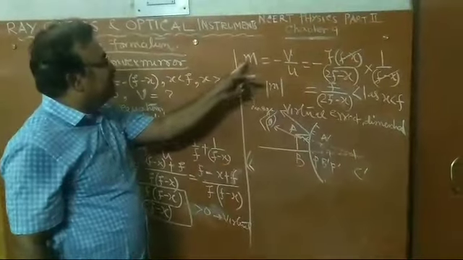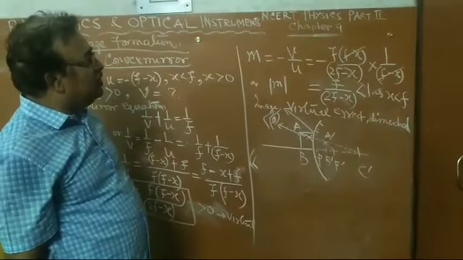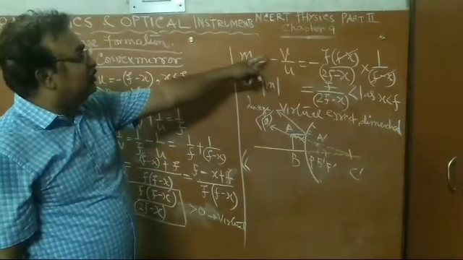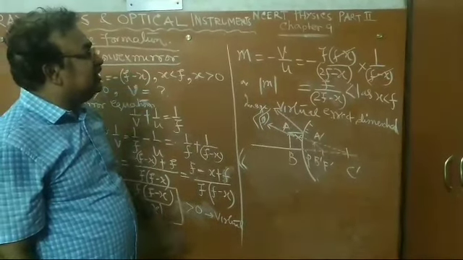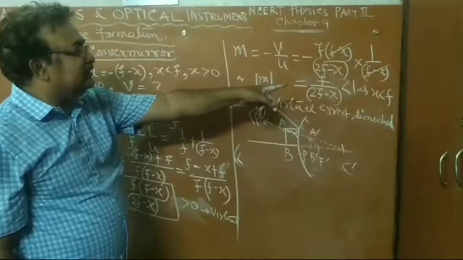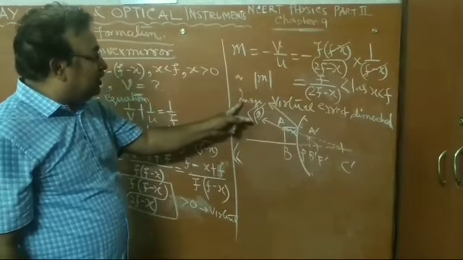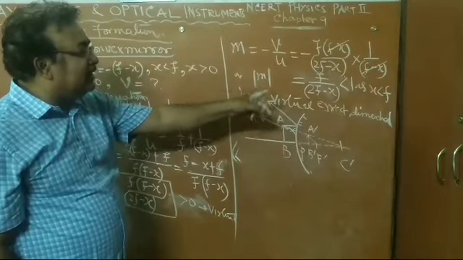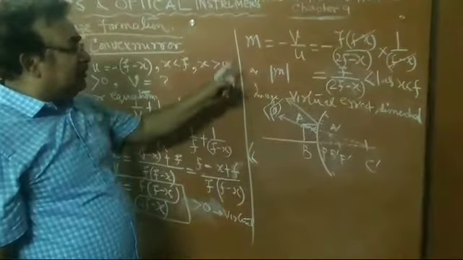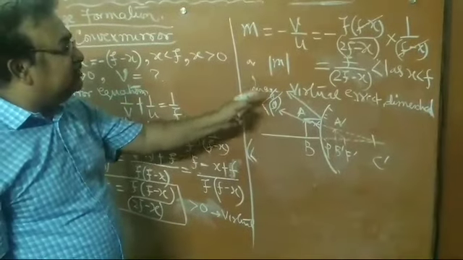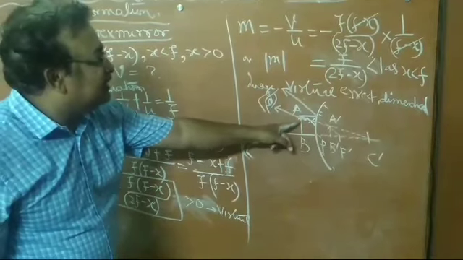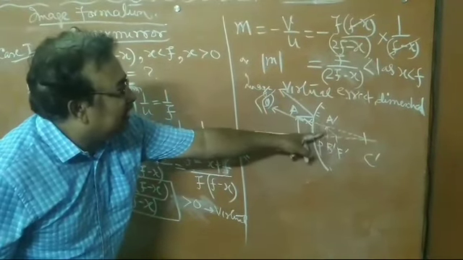Now magnification is minus v by u, which is clearly f by 2f minus x, by putting the value of v and u. And this is clearly less than 1, mod m is less than 1, as x is less than f. So the image is virtual, erect and diminished, smaller in size than the object by mirror equation. Now this is verified with the help of ray diagram, as shown, that the image is virtual, erect and diminished.